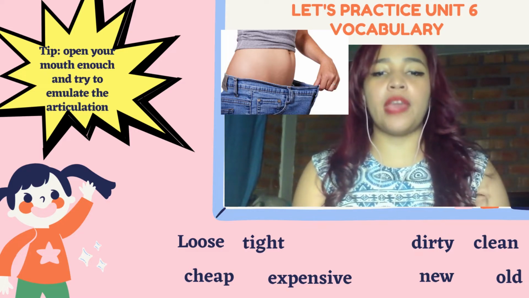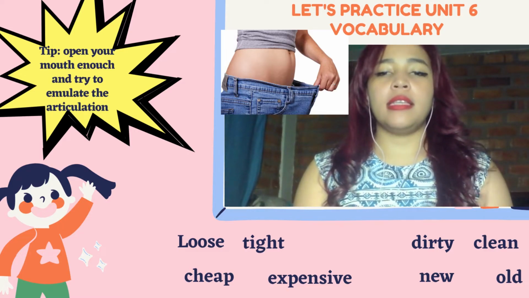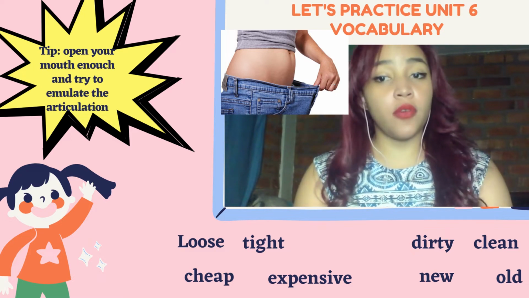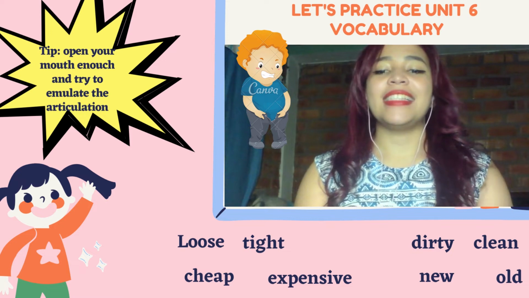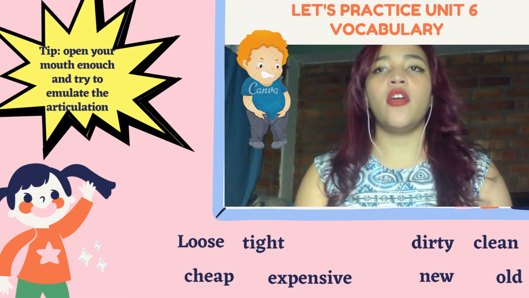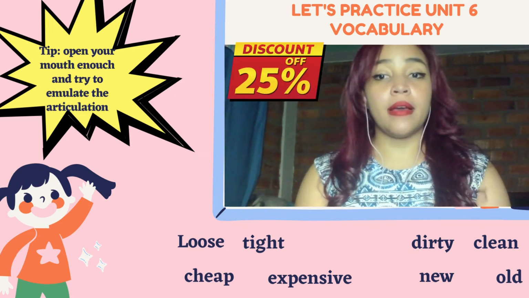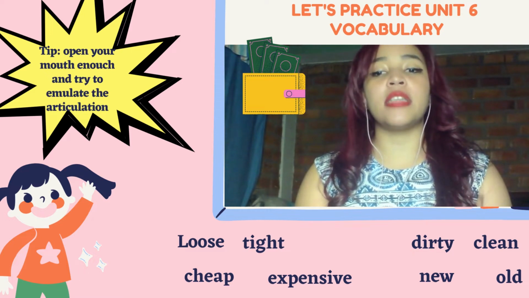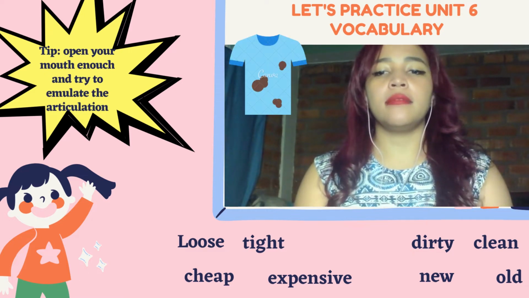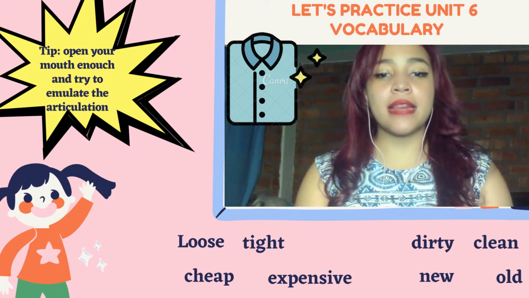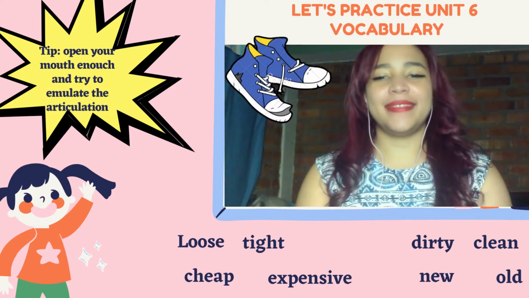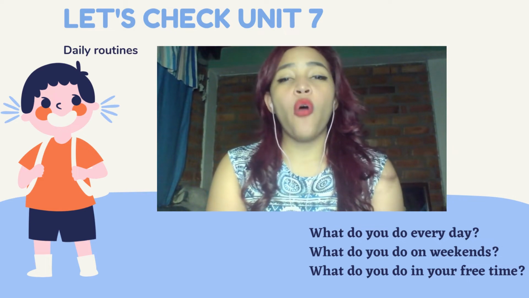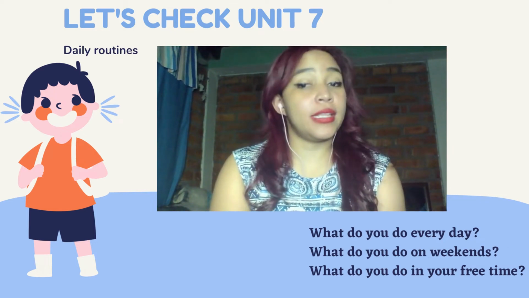Let's continue reviewing vocabulary. This vocabulary is to describe clothes. So loose, tight, cheap, expensive, dirty, clean, new, old. Now, we're going to continue checking Unit 7.